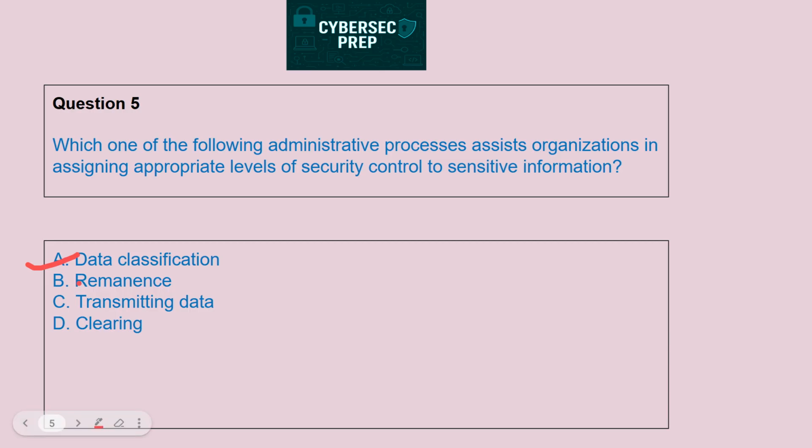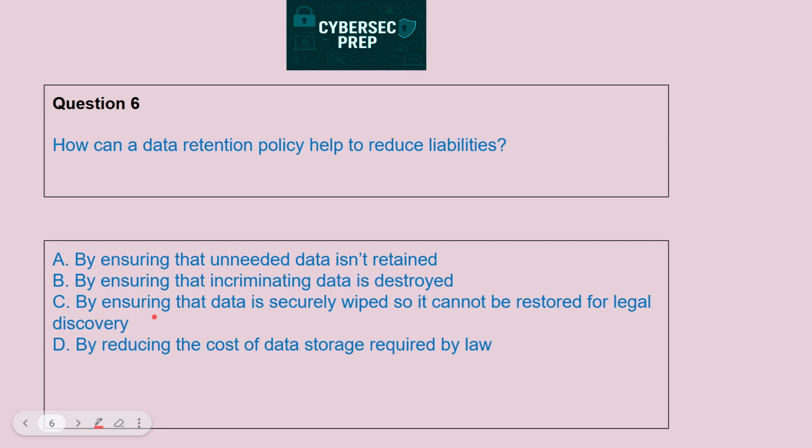The other options like remanence. Remanence describes data left on media after an attempt is made to remove the data. So it is not a correct option or the answer for this question. Transmitting data is again not correct because it is not a driver for an administrative process to protect sensitive data. The last option, clearing, is also wrong because clearing is a technical process for removing data from media, right? So let's move on to the next question.